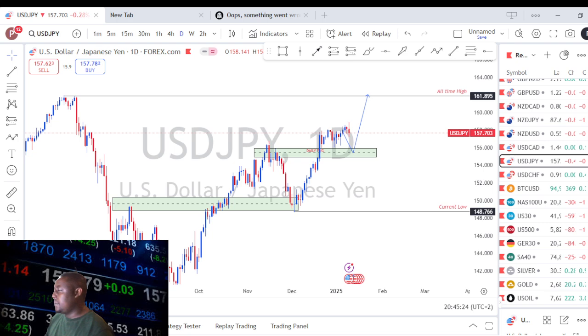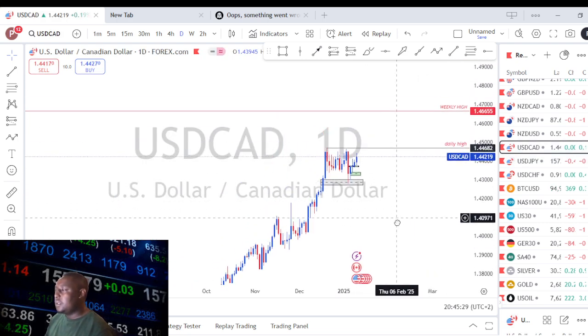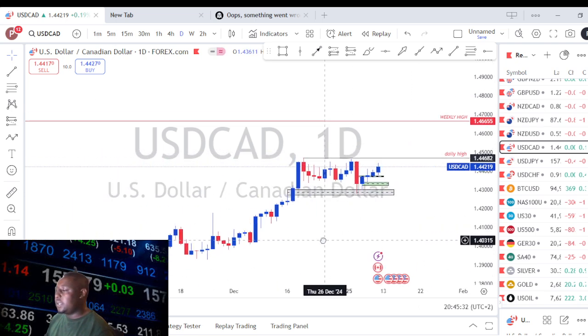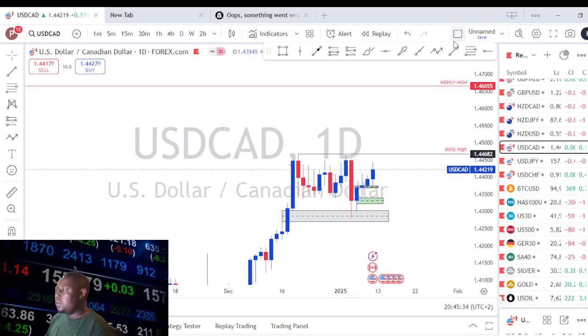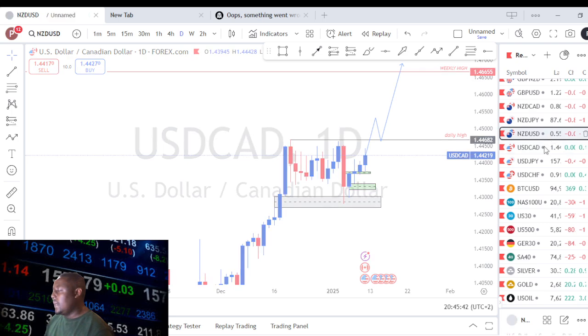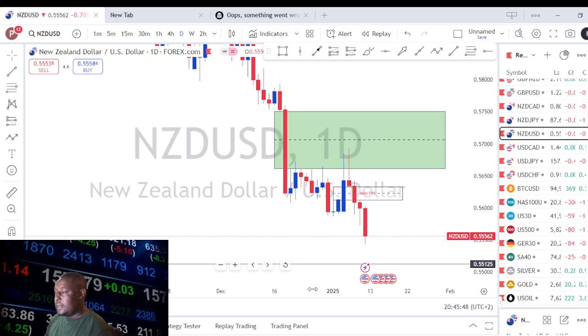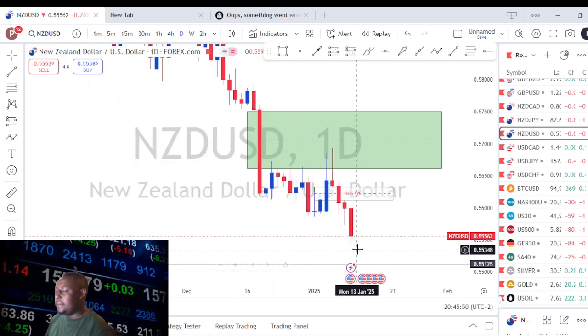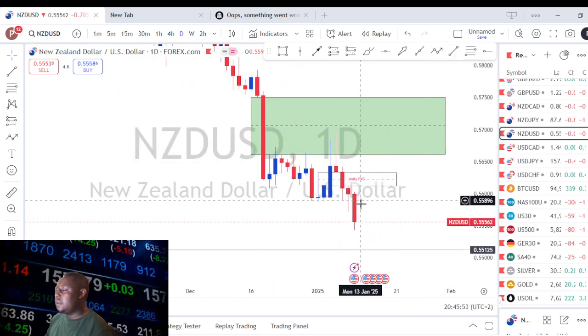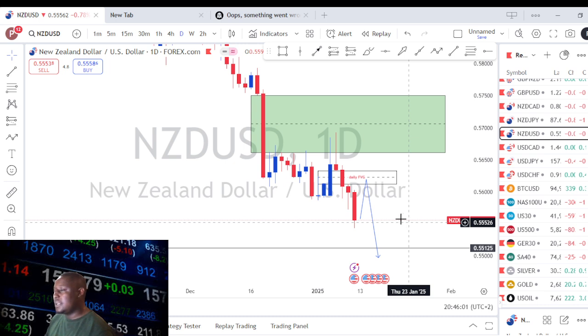USD JPY, I did explain it. USD CAD, also USD CAD going into next week. I'm just waiting for a break and hold above to continue to the upside. So that's what I'm waiting for. NZD USD, we have a very strong bearish momentum here. But technically, it's not my best. Only if we get a move like that, then I can start to look for shorts on NZD.